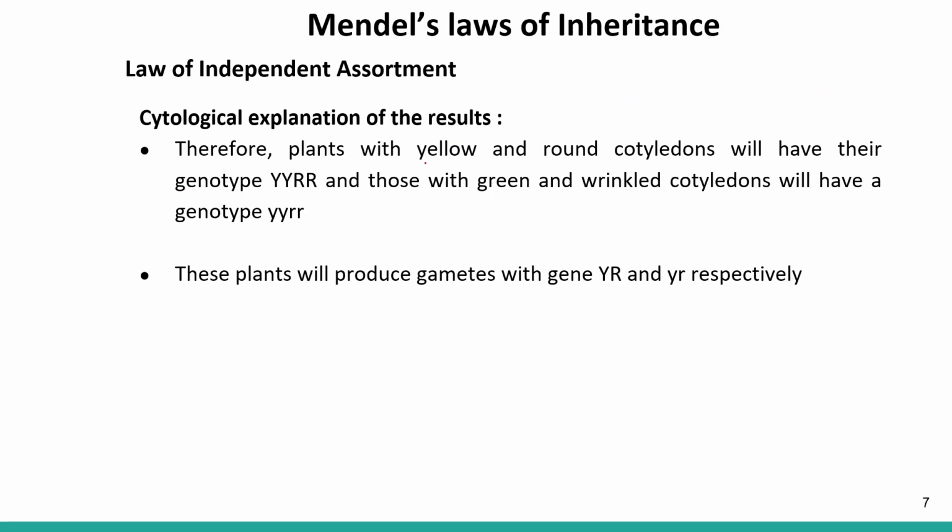Therefore, the plants with yellow and round cotyledons will have the genotype capital Y, capital R, and those with green and wrinkled cotyledons will have the genotype small y, small r, right? So these plants will produce gametes. Let us take it this way: capital Y, capital R, small y, small r. What type of gametes do they produce? They produce capital Y, capital R, capital Y, capital R.